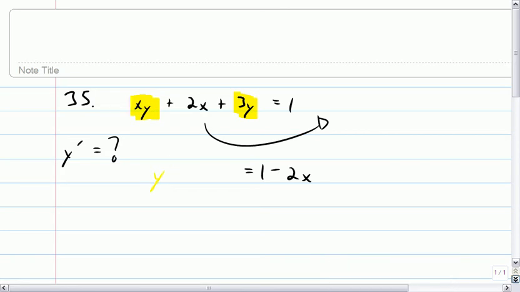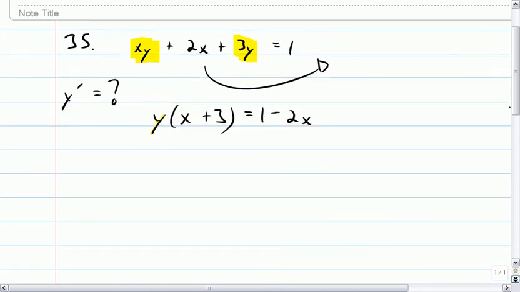So y times x plus 3. So I'm one step away from explicitly having y solved for. So it turns out y is 1 minus 2x over x plus 3. So the whole goal here is to find y prime. So you're sitting at a spot where you can just use the quotient rule and you can find y prime.